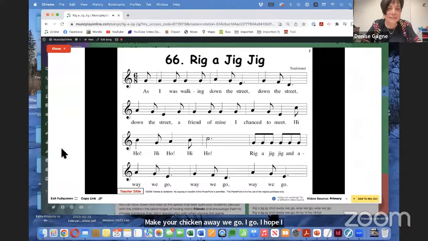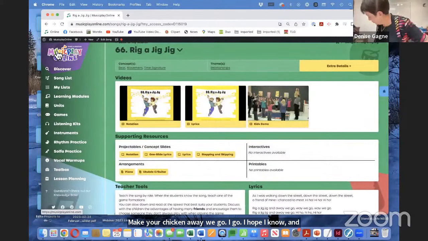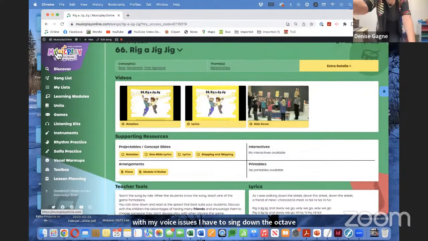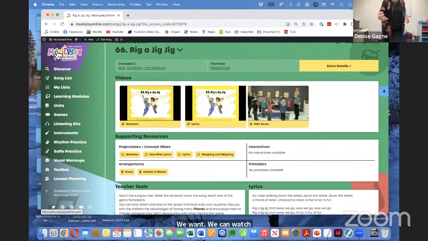Voice issues, I have to sing down the octave, but I'm going to do it anyways. So this is what we do. We walk, we can walk with our partner, or we can walk to find a new partner. So you basically walk during the song: as I was walking down the street, down the street, down the street.